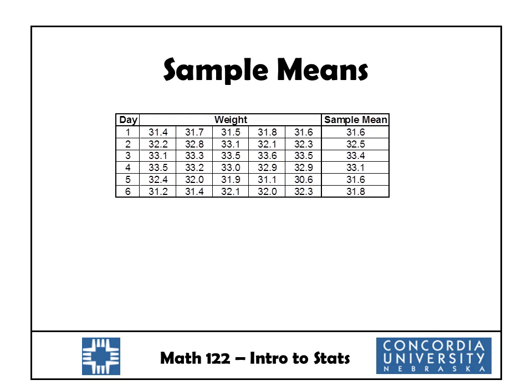Now, continuing on with our further analysis of the data. Instead of looking at the individual weights of the individual bats, we're going to look at the mean on each day. So on the first day, the sample mean is 31.6. That's calculated by simply adding up the 5 weights from that day, dividing by 5, and we get 31.6. On the second day, we add up those 5 weights, divide by 5, and we get a sample mean of 32.5. So we're going to analyze these sample means rather than the weights of the individual bats.